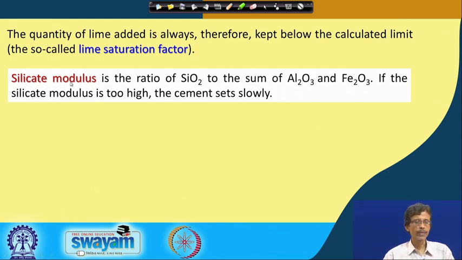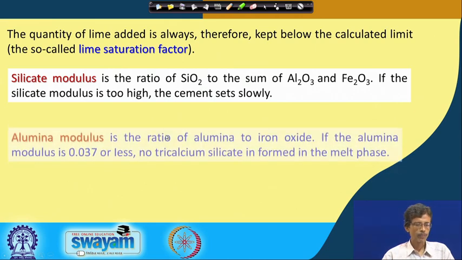Then the amount of silicate. These are the two basic things we are talking about: one is calcium oxide and the other is SiO2. So the silicon modulus tells you how much SiO2 there is relative to the sum of Al2O3 and Fe2O3, because in one case instead of silica you have Al2O3, and in another case you have both Al2O3 and Fe2O3. If the silicate modulus is too high, the cement sets slowly. So depending upon the amount of silica content, the nature of the cement will vary.